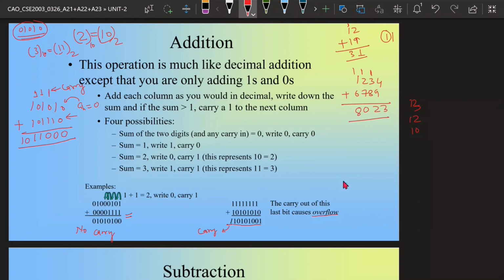So overflow, when overflow will come, we are having two mugs. Okay.